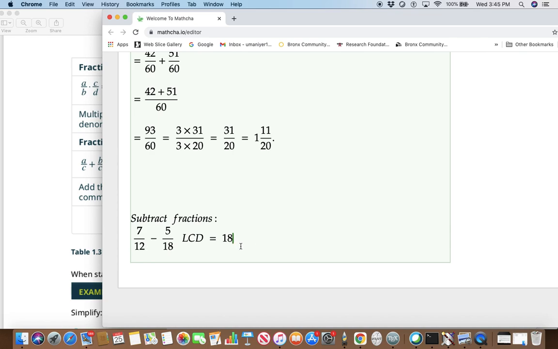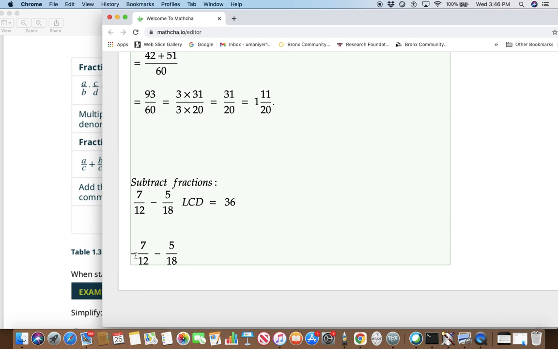Does 12 divide 18 evenly? No, it does not. So 18 times 2 is 36. Does 12 divide 36 evenly? Yes. Does 18 divide 36 evenly? Yes. So we found our least common denominator. So what do we do? We take our original fractions and make a few changes to the denominators.